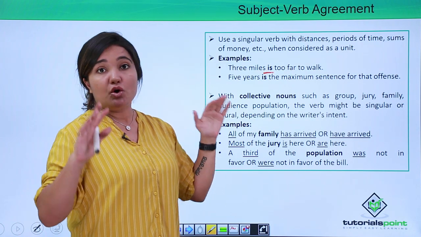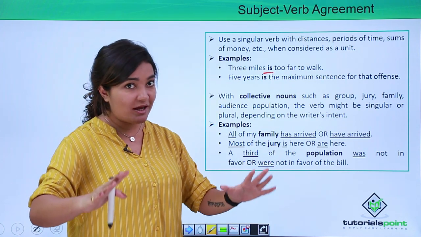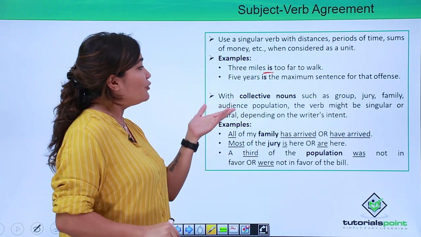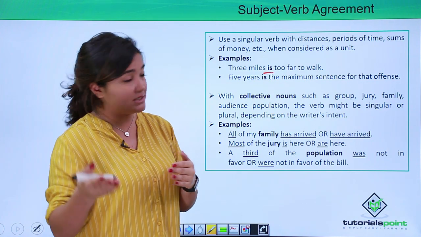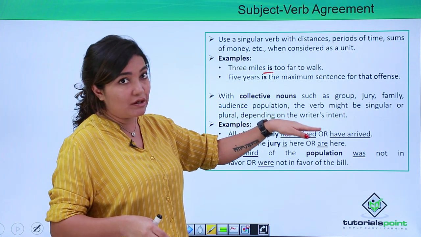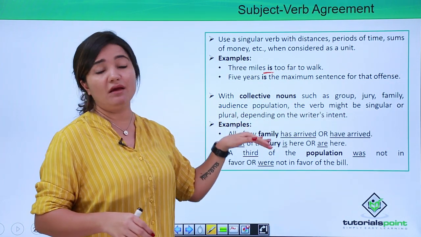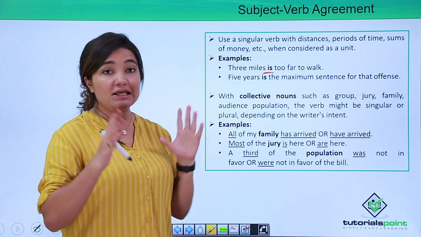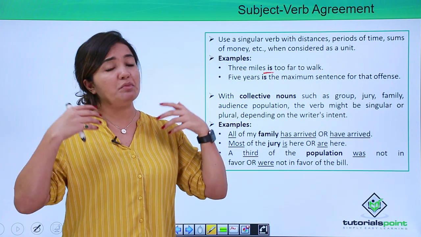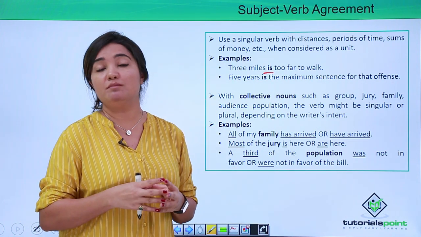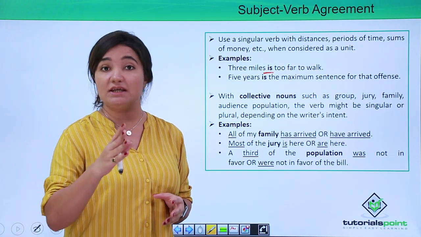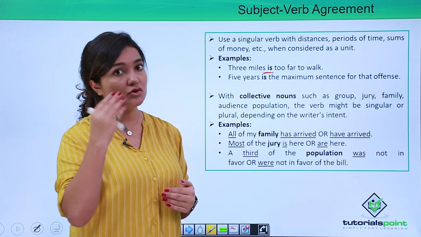Okay, so last rule, hold your breath tight. We are going to finish this in no time and you'll be very clear about it. With collective nouns, such as group, jury, family, audience, population, the verb would be singular or plural depending upon the writer's intent. So in case you're talking about collective nouns, most people do use singular verbs with them, or many even use plural verbs with them, but that is completely contextual. It is completely derived by the context you're talking about.